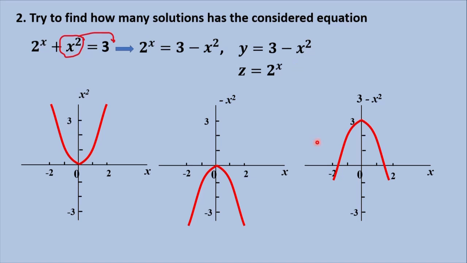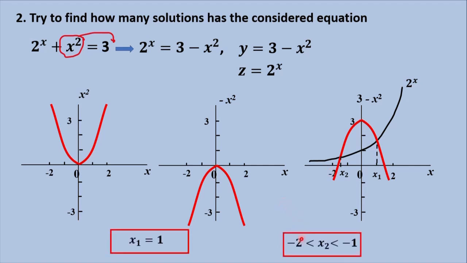Then we add to this plot the standard curve for exponential function. This is 2 to power x. And we see that these two curves have 2 points of intersection. It means this equation has two roots. One we found, this is x equal 1, and the second is located between negative 1 and negative 2.